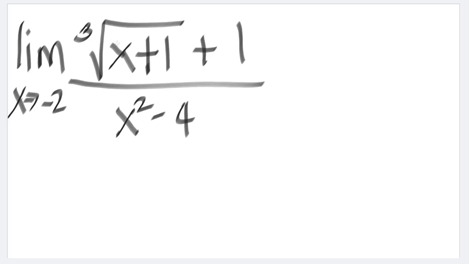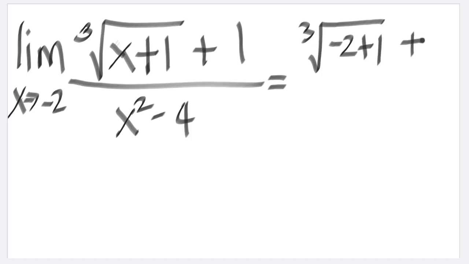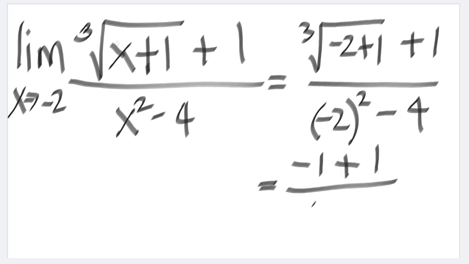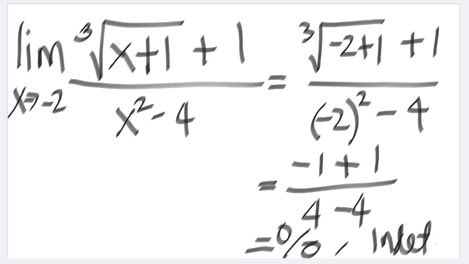Okay, so of course, by direct substitution, if we substitute negative 2 here, this will be cube root of negative 2 plus 1 all over negative 2 quantity squared minus 4, and that is equal to cube root of negative 1 is negative 1 plus 1 all over negative 2 squared is 4 minus 4, and this is equal to 0 over 0, which is indeterminate.